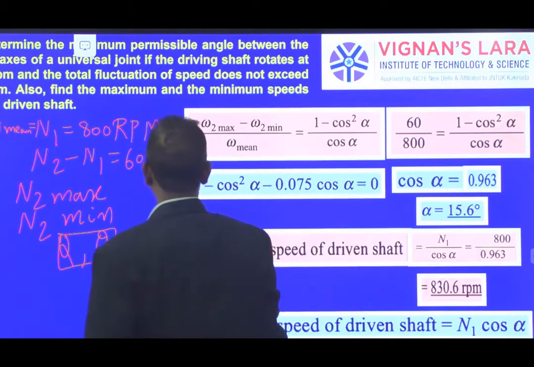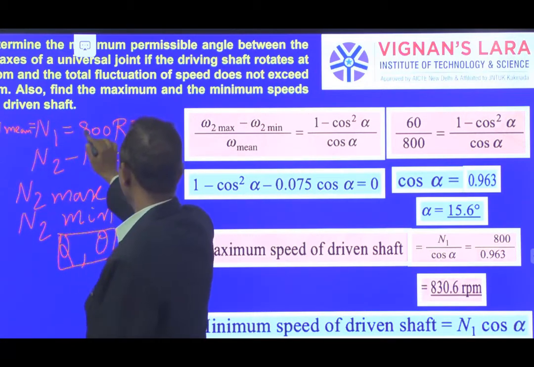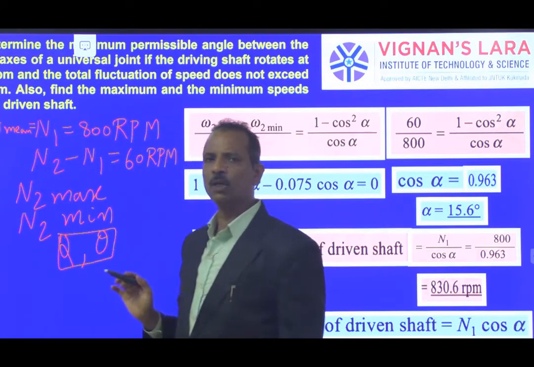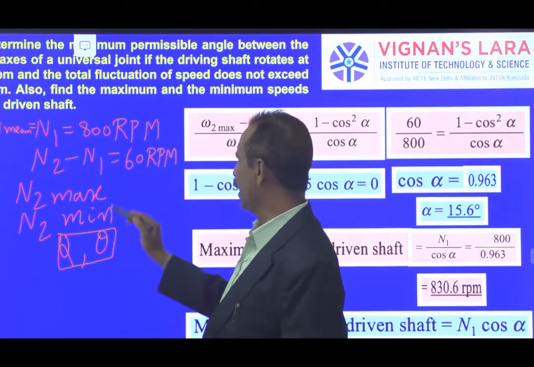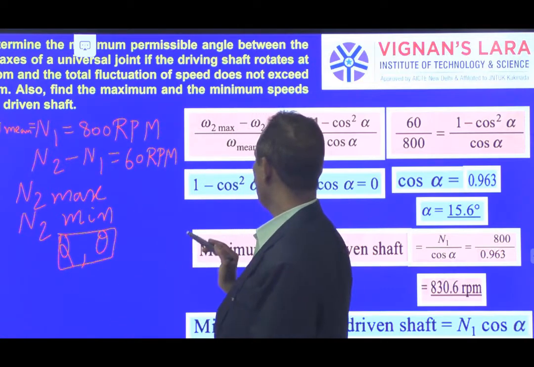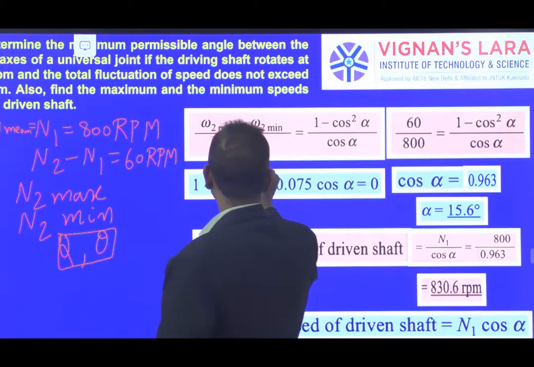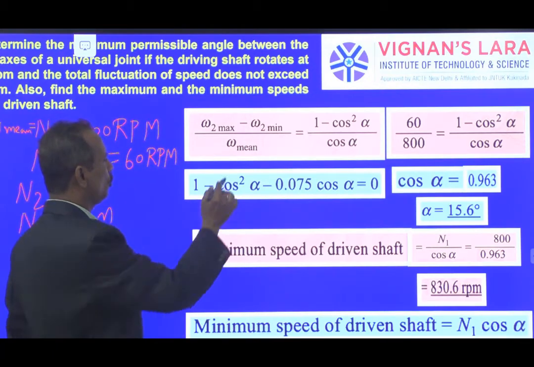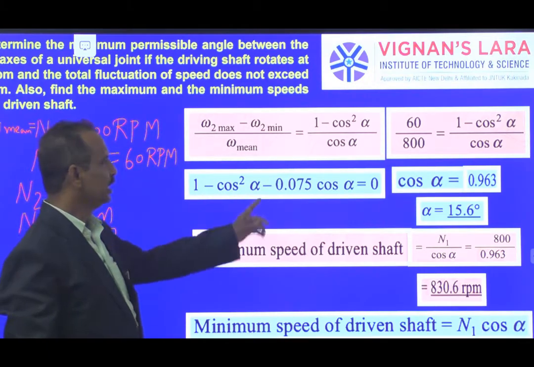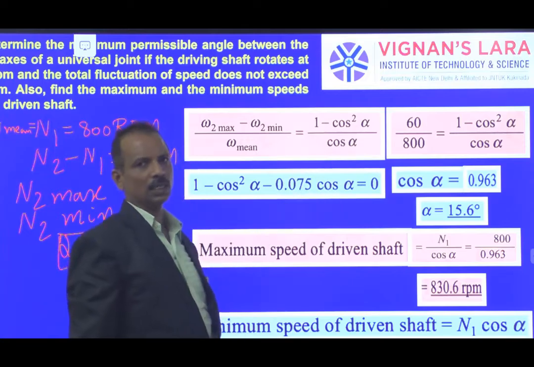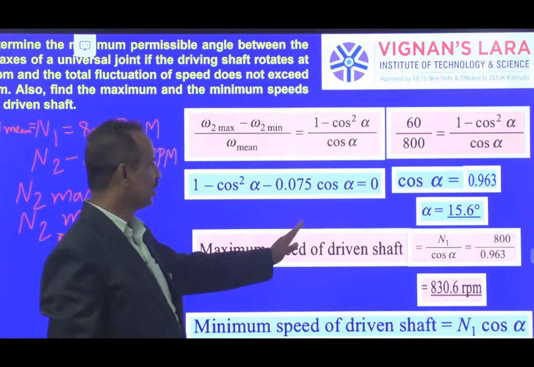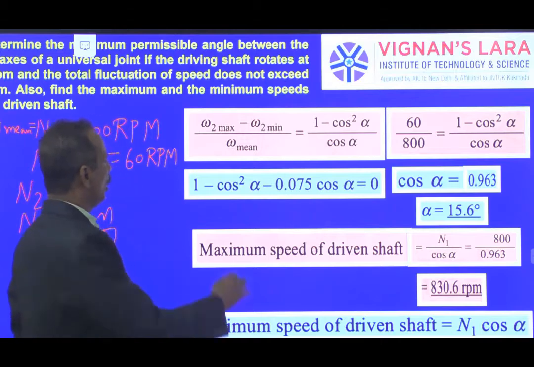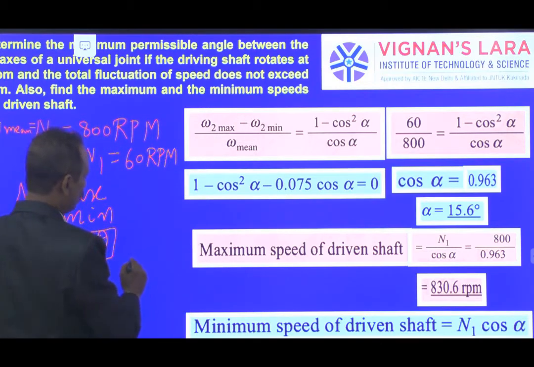With this relation of the speed fluctuation and the mean speed value, we have one equation, that is omega 2 max minus omega 2 minimum by omega mean is 1 minus cos square alpha by cos alpha. This equation I have just now discussed. So this can also be written as N2 max minus N2 minimum by N mean.